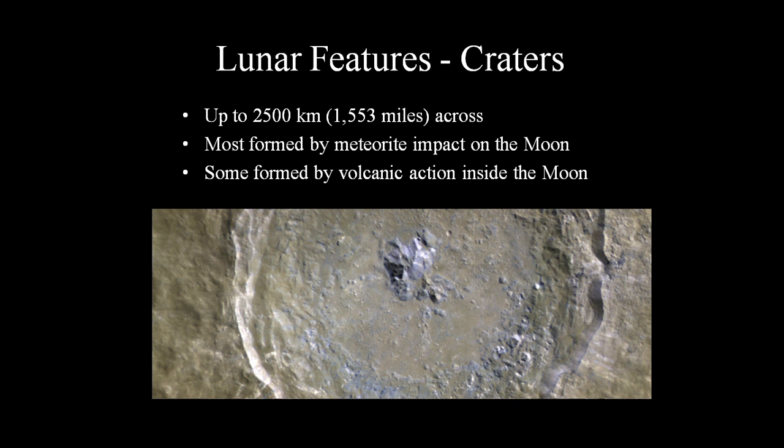Now, the moon features surface features. One is craters, and they can be as big as 2,500 kilometers or 1,553 miles across. And most are believed to be formed by meteorite impact that occurred on the moon. Although there are some that may have been formed by volcanic action inside of the moon.